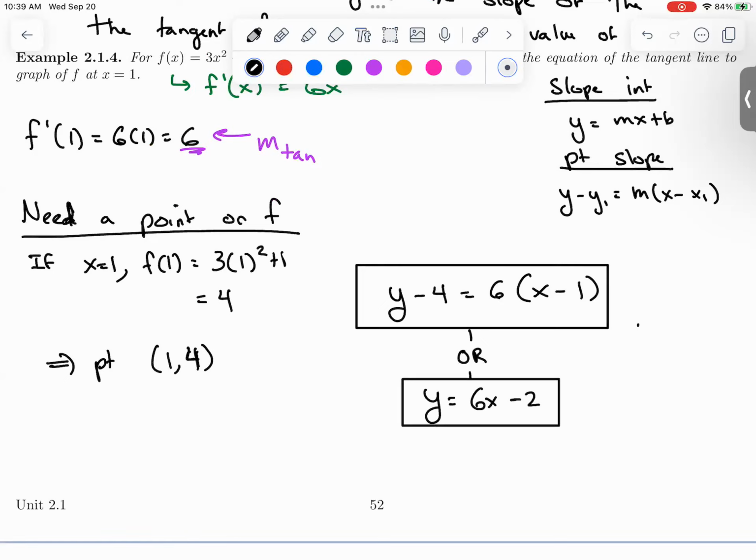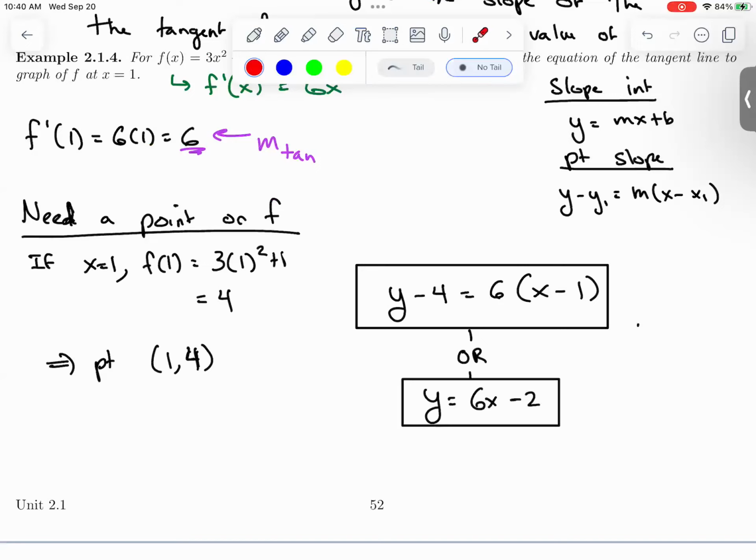Now, I will say, I think that point slope form is infinitely better. First off, you can always get slope-intercept form from point-slope form by just simplifying it. That's exactly how I found this. I distributed the 6, added the 4, that's where I got that. The other reason why I like point-slope form more is because it tells you where you're drawing the tangent line. By showing this minus 1, and minus 4, it's saying that we're looking at the tangent line at (1, 4). So that's the reason why I like point-slope form more. It tells us more information. It tells us where the tangent line is going to happen.